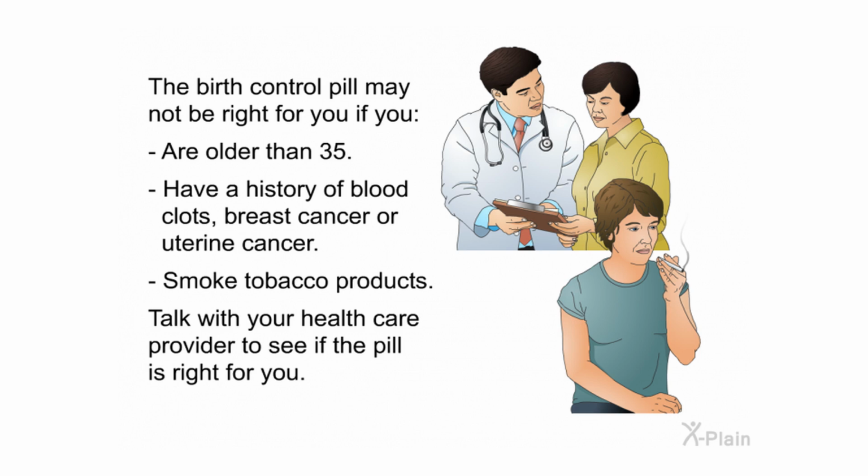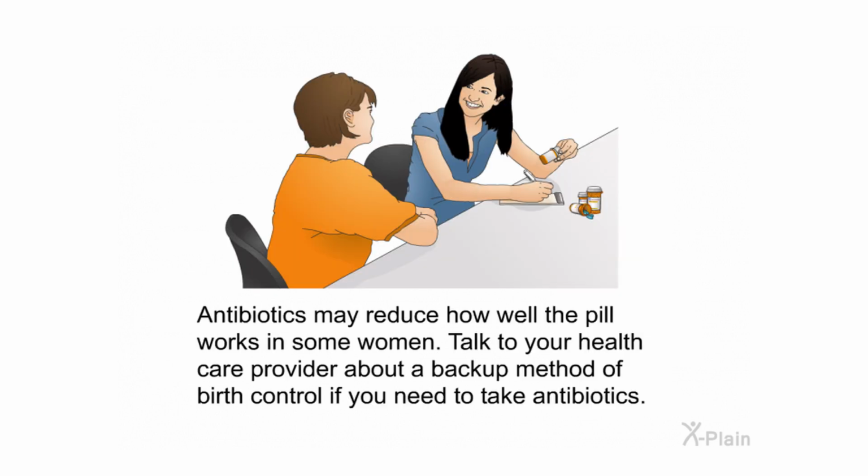The birth control pill may not be right for you if you are older than 35, have a history of blood clots, breast cancer, or uterine cancer, or smoke tobacco products. Talk with your healthcare provider to see if the pill is right for you. Antibiotics may reduce how well the pill works in some women. Talk to your healthcare provider about a backup method of birth control if you need to take antibiotics.